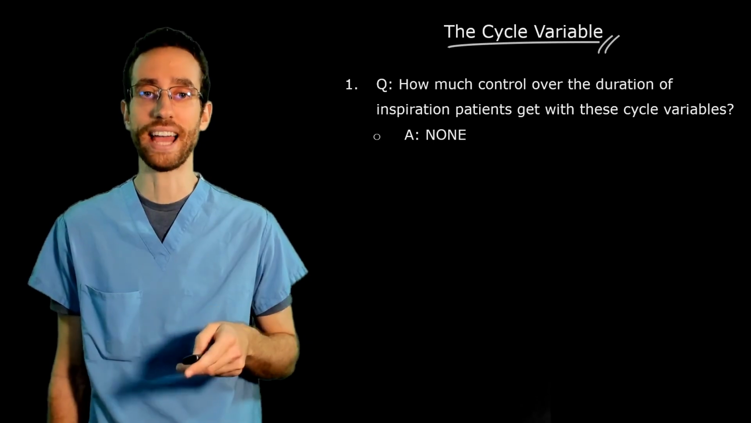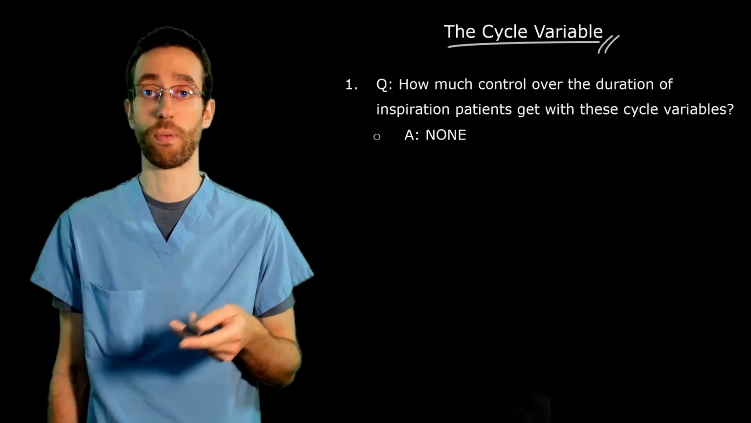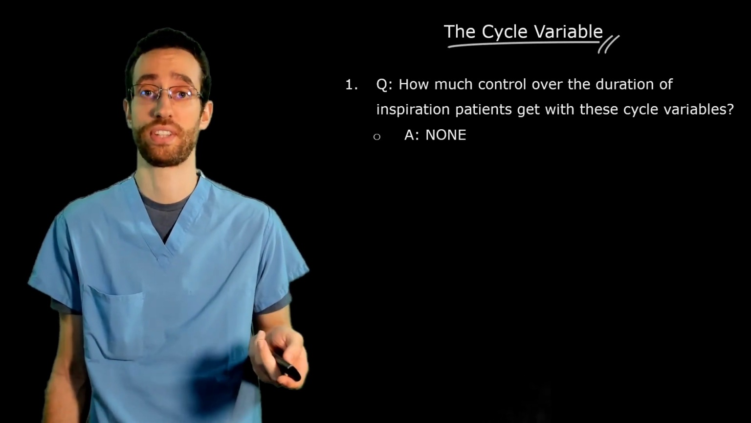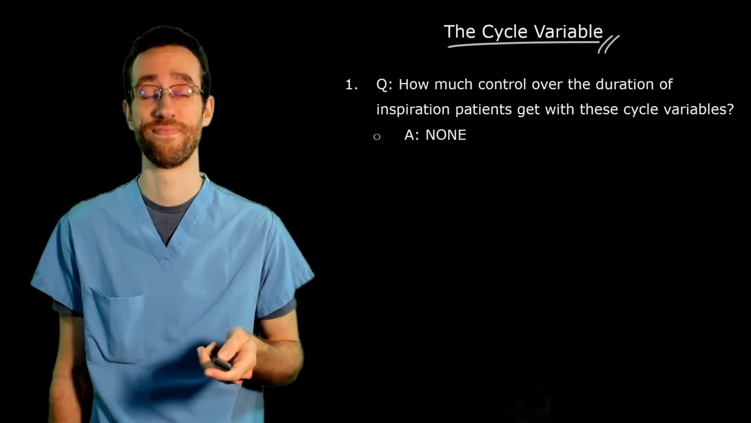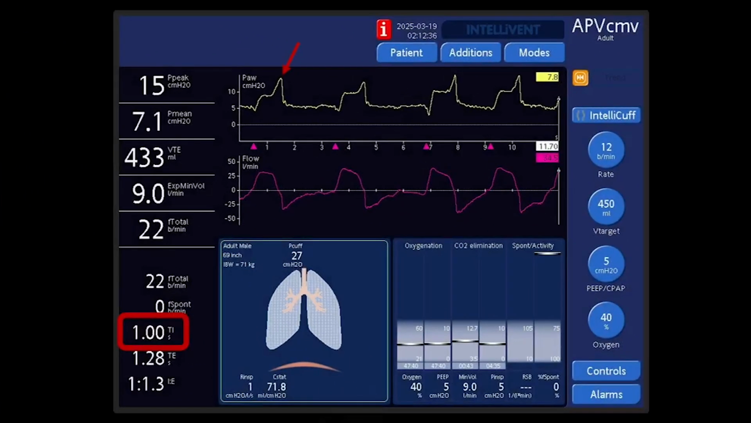If you choose an I time of 0.8 seconds and the patient wanted to breathe for 0.5 seconds, then they simply have to wait for 0.3 seconds receiving gas from the ventilator until they can exhale. Look at this picture where we set the I time to 1 second. Here, as you can see.